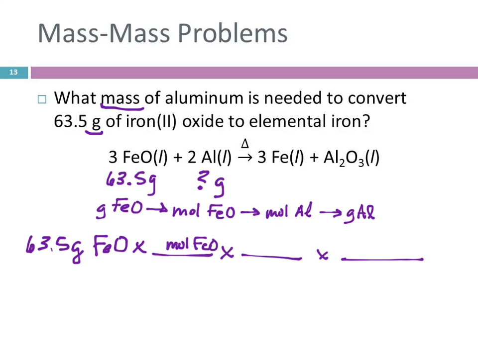Mole FeO, mole aluminum, grams aluminum. Same pattern we learned. And then I take this unit, grams of FeO, and that becomes the denominator here, so those units cancel out. All of this is unit analysis. Grams FeO, so that cancels. And then here I've got moles FeO, and that cancels. And then down here I've got moles of aluminum, and that cancels with this guy over here.